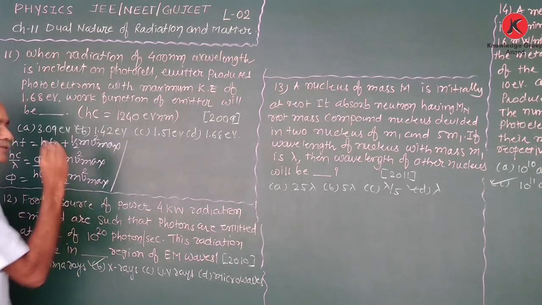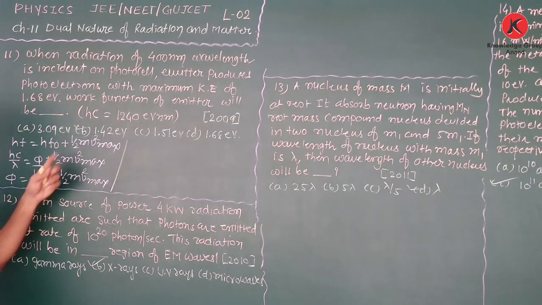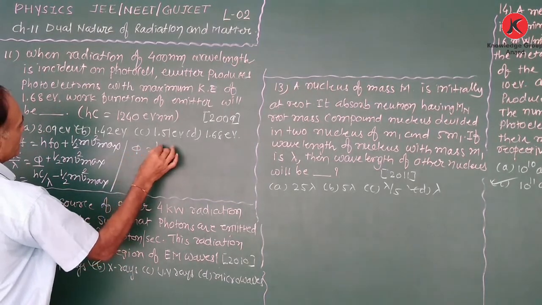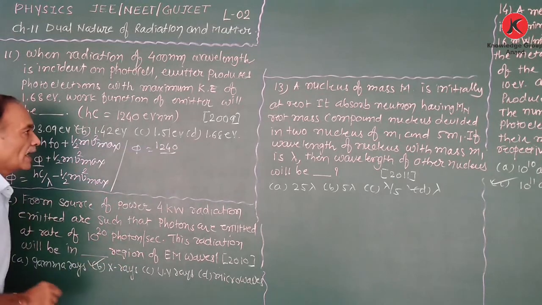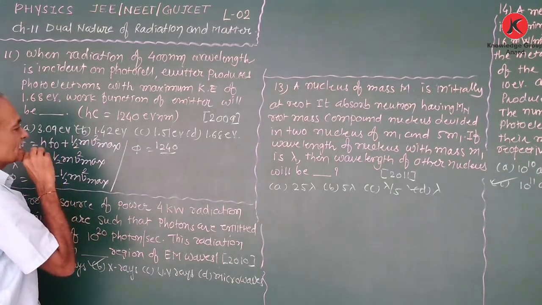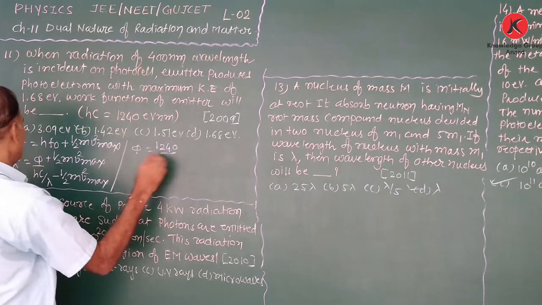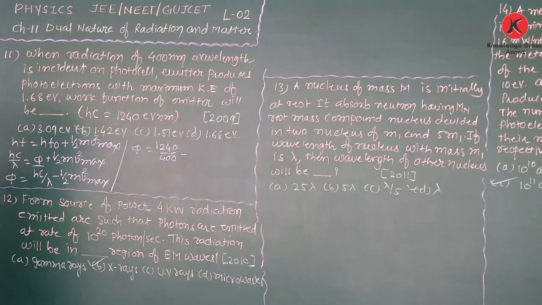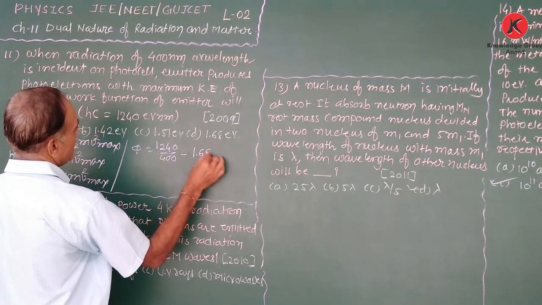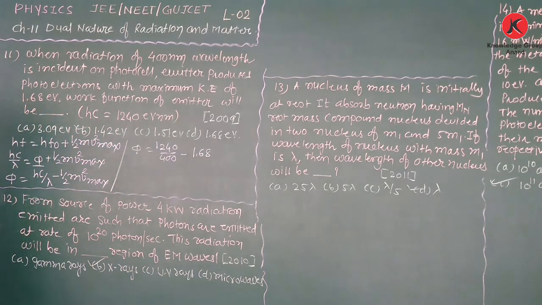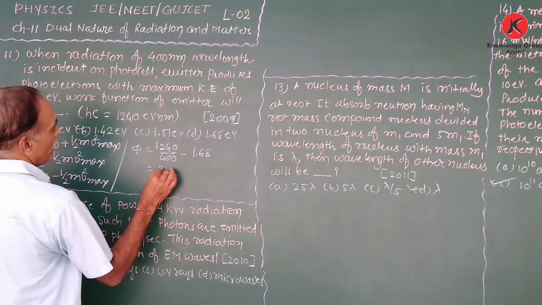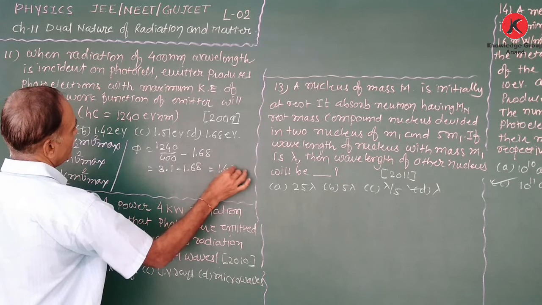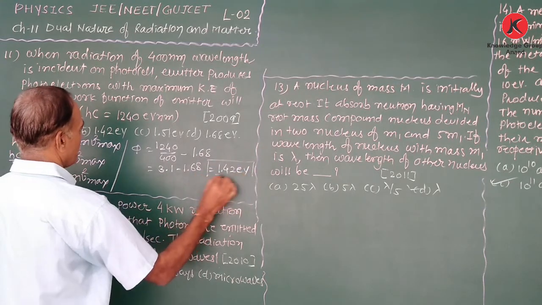Now we substitute the values. In our question, the value of hc is given as 1240 electron volt nanometer. Therefore, phi is equal to 1240 upon lambda. Here hc is given in nanometer, therefore we write lambda in nanometer, that is 400, minus the maximum kinetic energy given, 1.68 electron volt. So it is equal to 3.1 minus 1.68, that is 1.42 electron volt. That is the work function of the given matter.